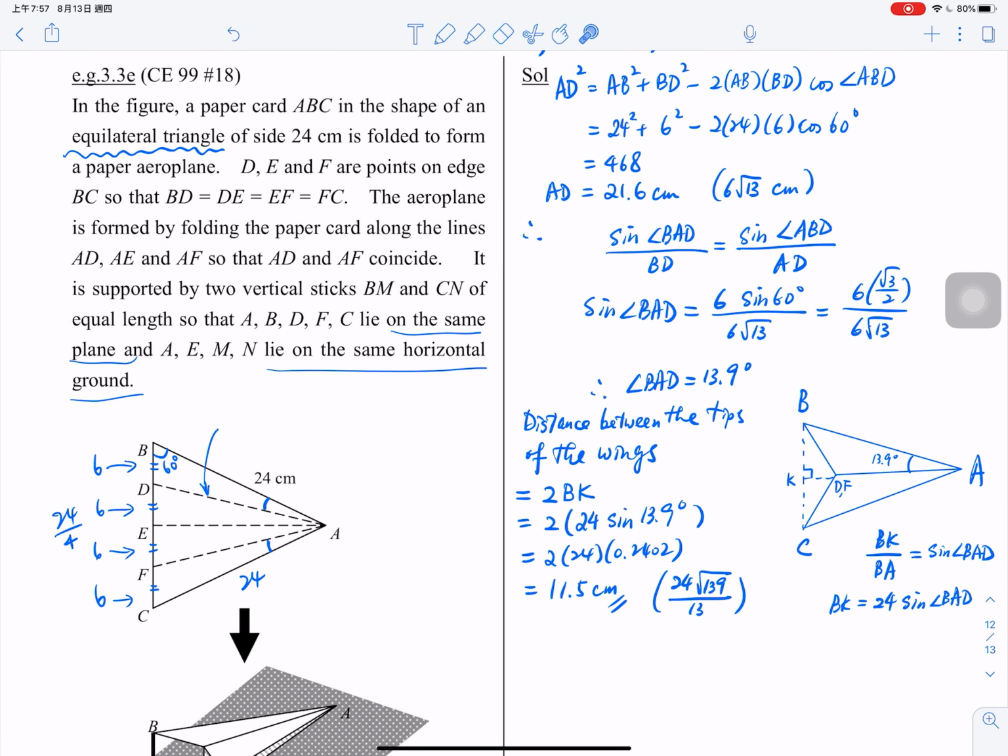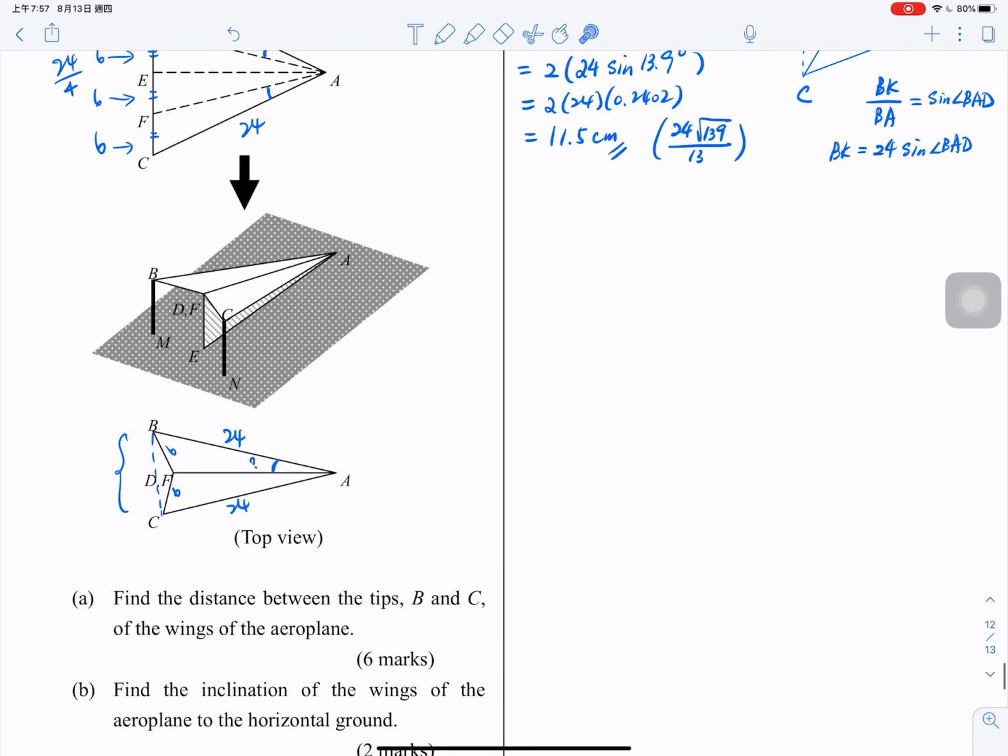So find the angle first by using the cosine formula and sine formula. Then we can find angle BAD. Afterward, use this simple right angle triangle to find the length between two tips. Understand?